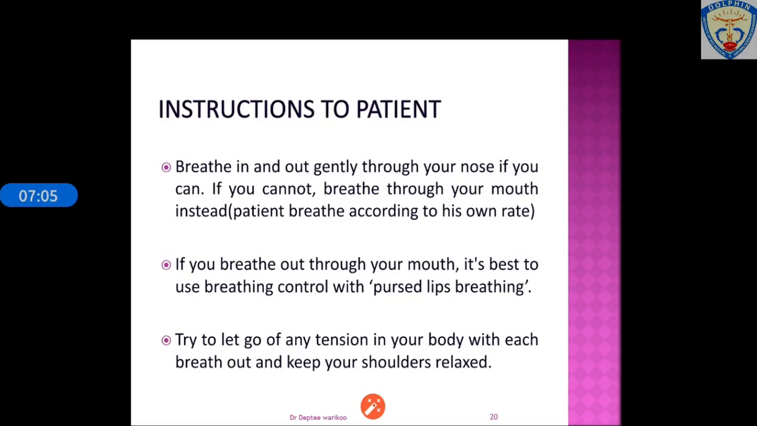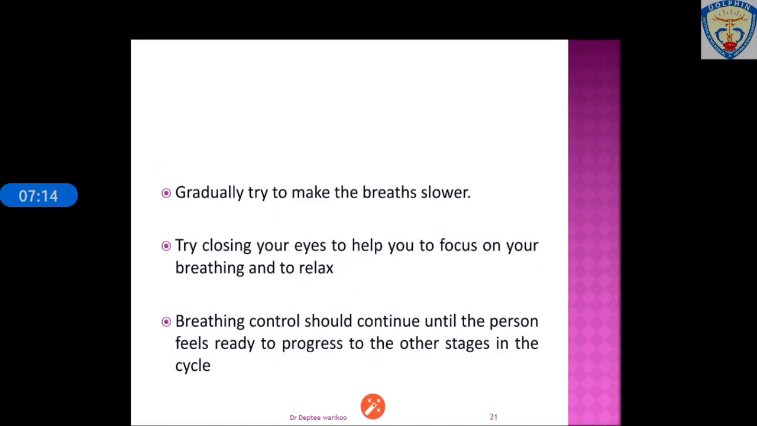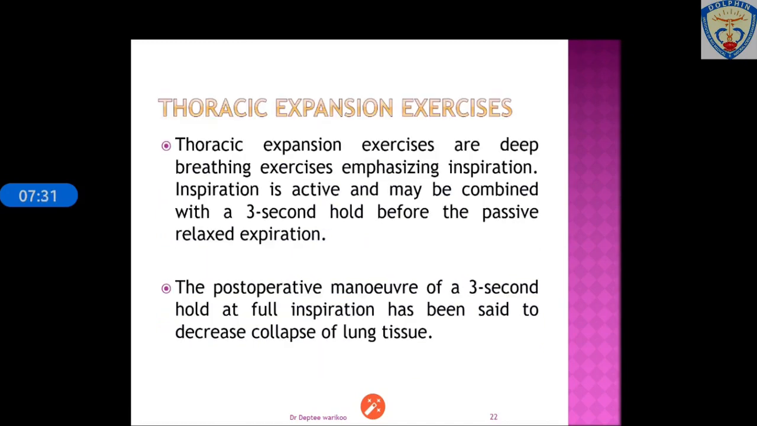Try to let go of any tension in your body with each breath out and keep your shoulders continuously relaxed. Gradually try to make the breath slower. Try to close your eyes to help you to focus on your breathing and to relax. Breathing control should continue until the person feels ready to progress to the next stage in the cycle. The next stage is the thoracic expansion exercises, which are deep breathing exercises.